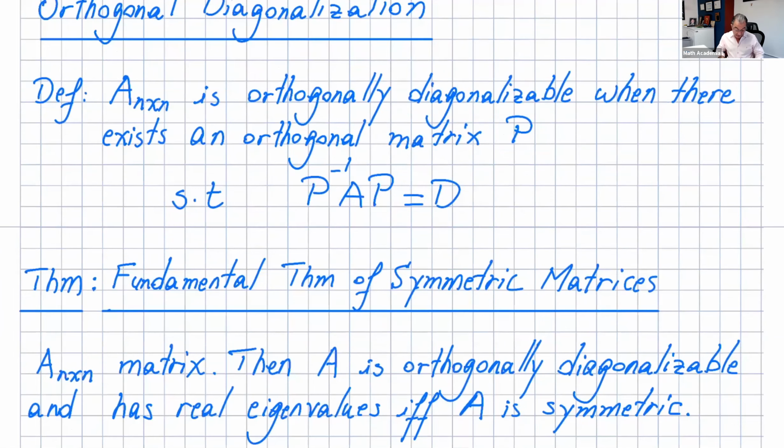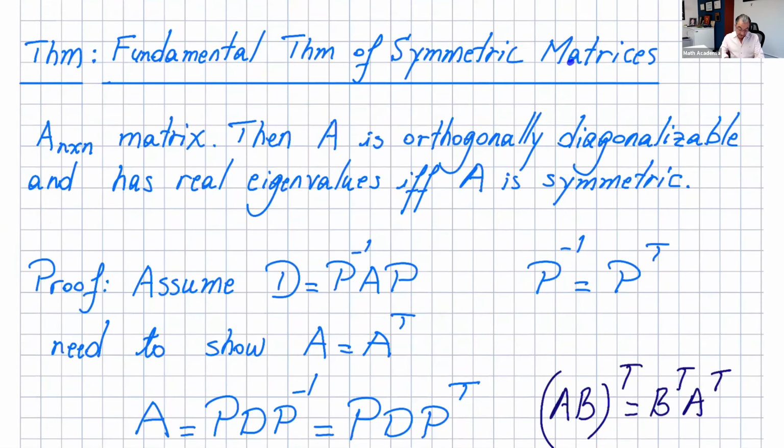So the fundamental theorem of symmetric matrices: if you have an n by n matrix A, then A is orthogonally diagonalizable and has real eigenvalues if and only if A is symmetric. So in order to orthogonally diagonalize a matrix, that matrix has to be symmetric. The proof of that: we know when we diagonalize, we have a diagonal matrix D such that we can write that as P inverse times A times P, and P inverse is equal to P transpose.